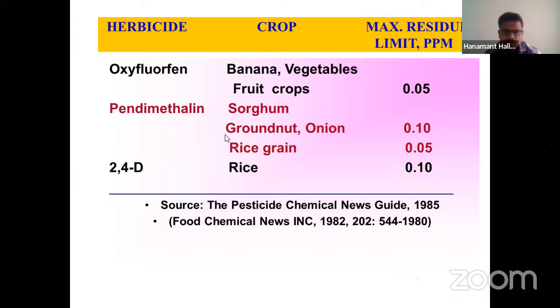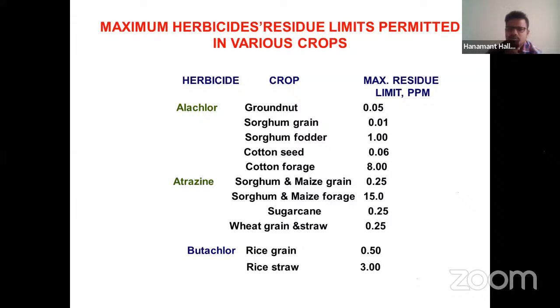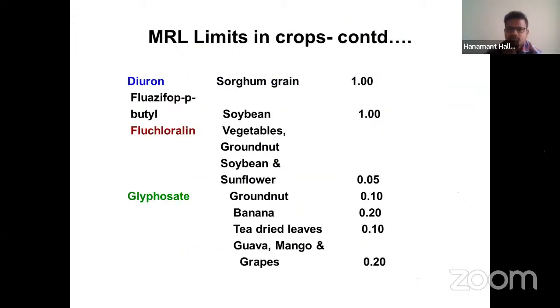in sorghum and maize grain, the limit is 0.25 ppm in butachlor. Then similar limits apply in case of other herbicides like diuron, clodinafop-propargyl, butachlor, fluchloralin and glyphosate.